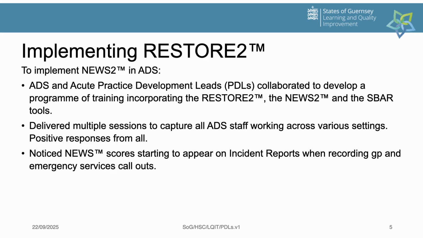And the first evidence that we had that it was having an impact was when we got through incident reports that started mentioning the News 2 tool and people's news scores. And the fact that they had been used when talking to emergency services in order to escalate the situation for the individual.